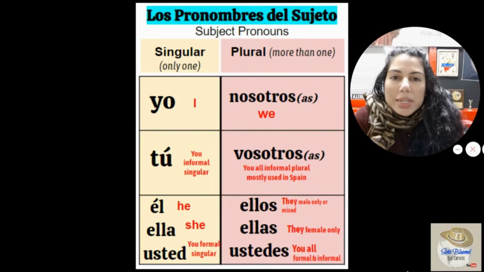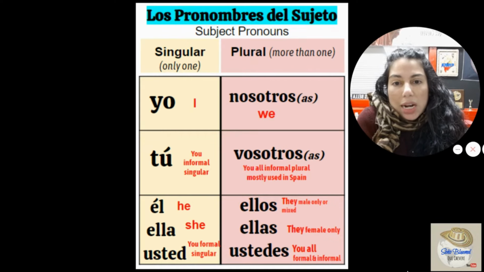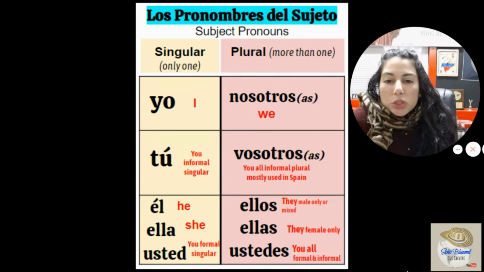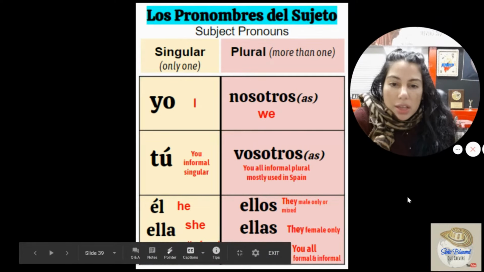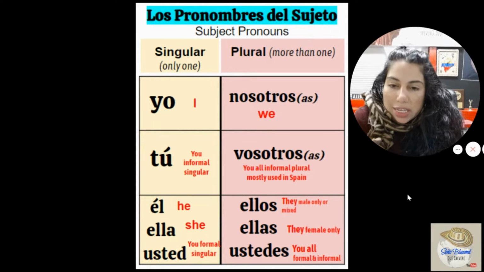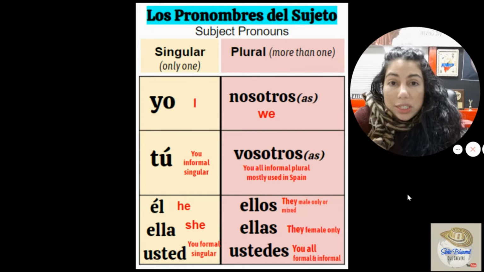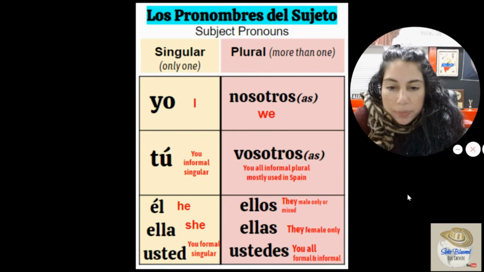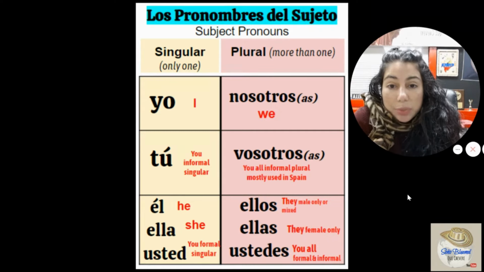Now let's talk about los pronombres del sujeto, or subject pronouns. So los pronombres del sujeto are pronouns that address people, right? So yo is I, tú is you, informal singular. So remember, in Spanish we have two forms of you, one informal and one formal. The informal is tú with the accent mark. If you don't put the accent mark on the tu, then it means your. It's not the pronoun. So we have yo, I, tú, you informal singular, and then él, he, ella, she, usted, you formal. So él has an accent mark and tú has an accent mark.